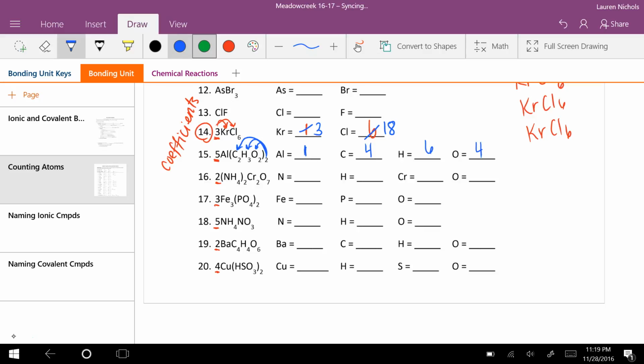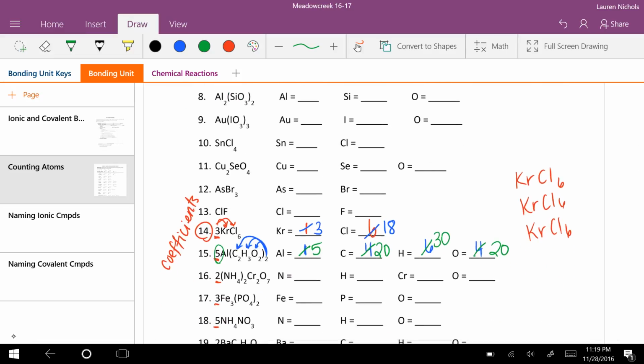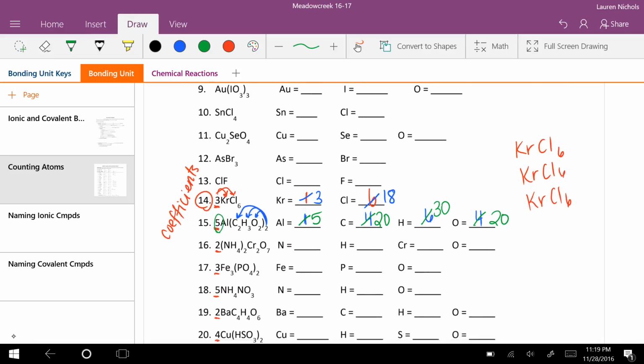But what I can do is now I can take my coefficient and multiply it by everything I had. So 5 times 1 is 5, and 5 times 4 is 20, and 5 times 6 is going to give me 30, and 5 times 4 again is 20. And so now I have my final answer. And in order to succeed in the rest of the unit and also just in the rest of the semester, you will need to be able to master this skill of counting atoms.